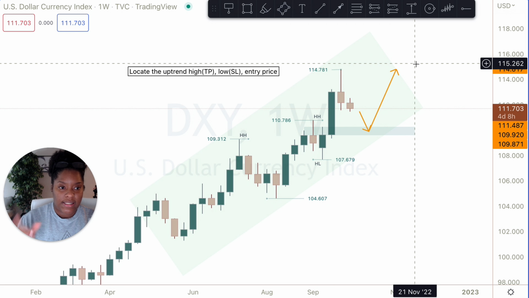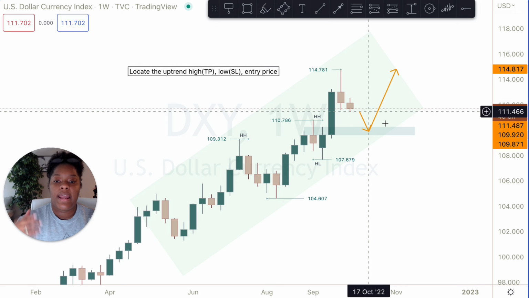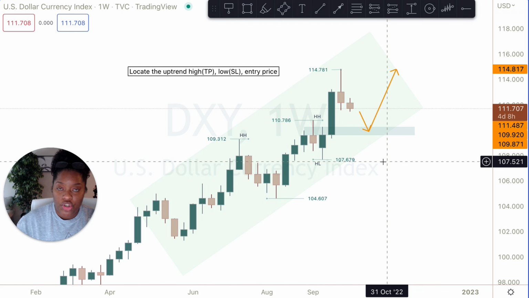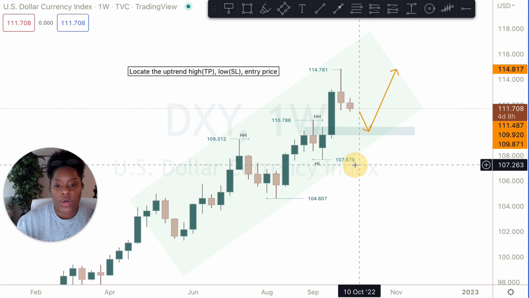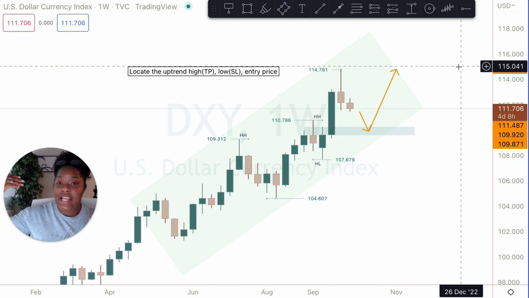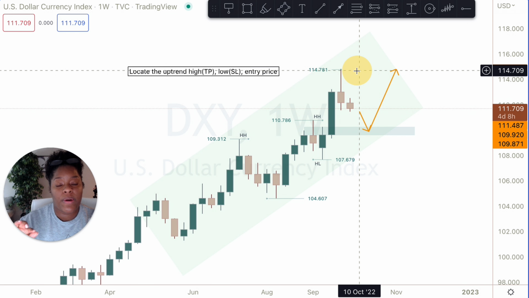So now I can say, okay, let me build out the analysis. I have my higher highs and my higher lows. And now I can figure out where I want price to go and where I don't want price to go. So if this is a true uptrend, which it is, because we can visually see it, I don't want price to pass 107.679. And if price is to continue up, just like it has from August and September and October, maybe potentially price could even pass 114.78.